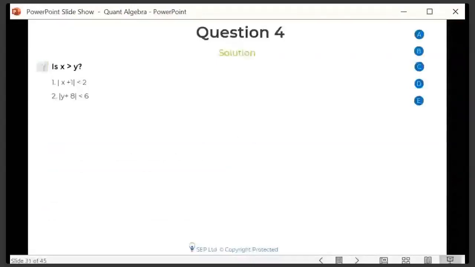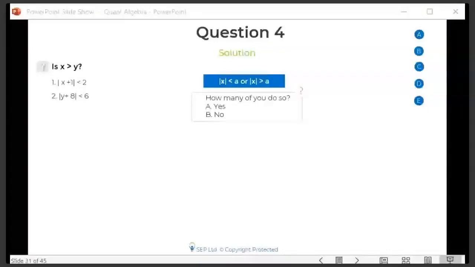A number of times you'll come across expressions like these: mod of x is less than a, mod of x is greater than a, and a lot of you actually start taking values to solve the question, whenever you see such an expression. So how many of you fall under this category, that you see a modulus like this or similar, and you start taking some random values to check what could be the range of x and y? If you fall under that category, please mark yes in the poll.